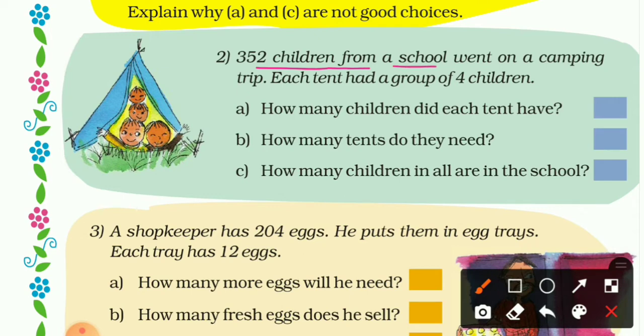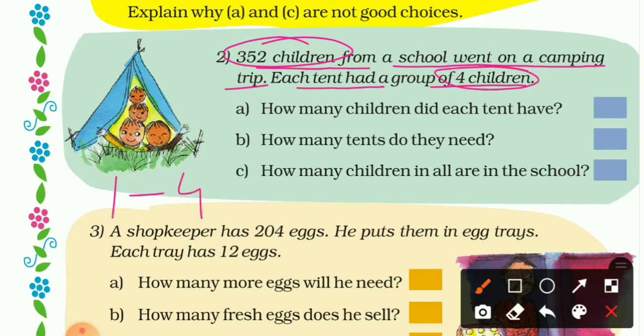352 children from a school went on a camping trip. Each tent had a group of 4 children. So here we can see the total number of children is 352, and in one tent there are only 4 children. So check option A. How many children did each tent have? Second, how many tents do they need? And third, how many children in all are in the school? So C is not correct. Why?